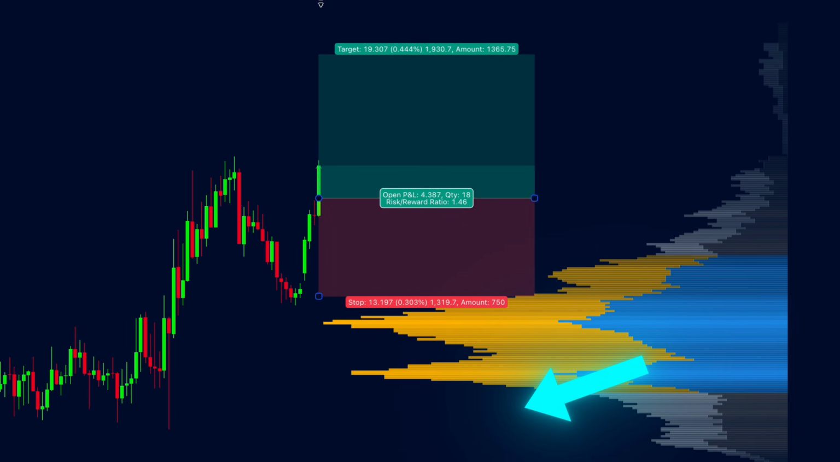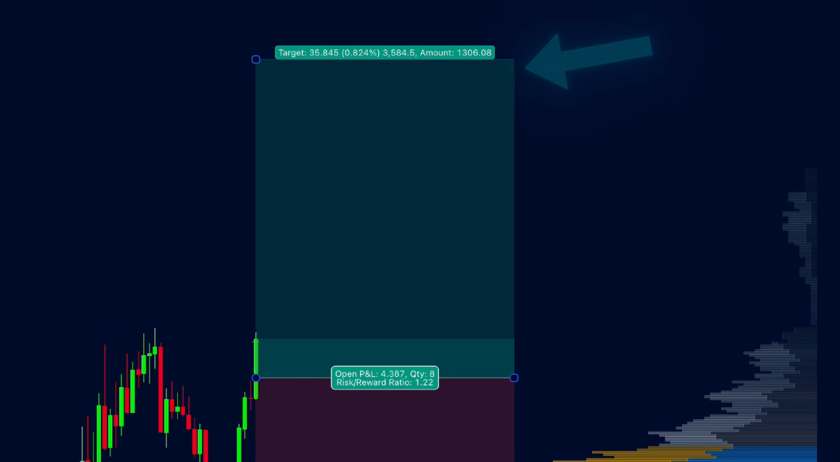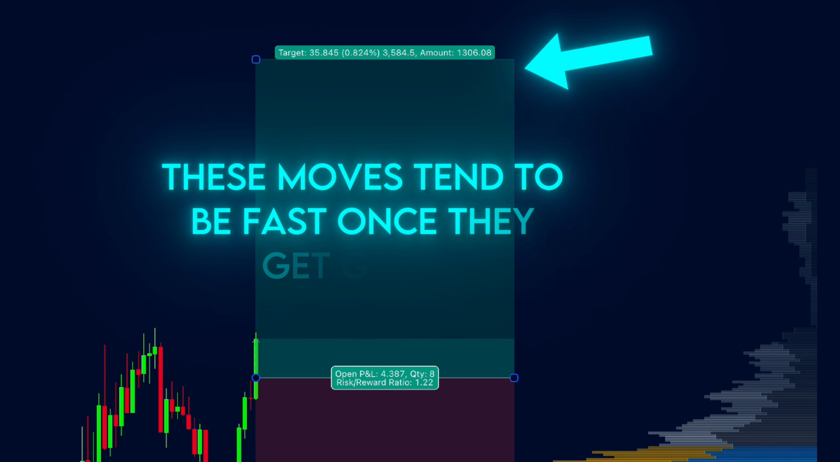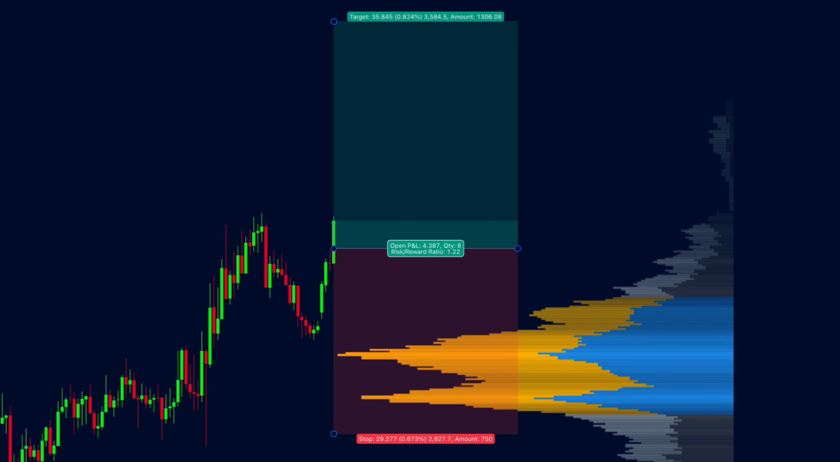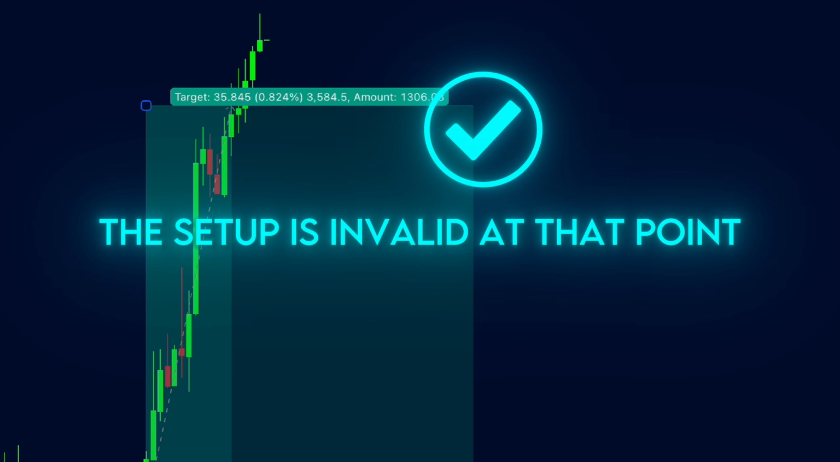Stop goes just below the value area, because if price gets back inside, the breakout failed and I want out. Take profit is either the next high volume zone above, or I'm targeting 2 to 3 R. These moves tend to be fast once they get going. And here's the key. If price breaks back inside the value area after my entry, I exit. No hoping, no waiting. The setup is invalid at that point.